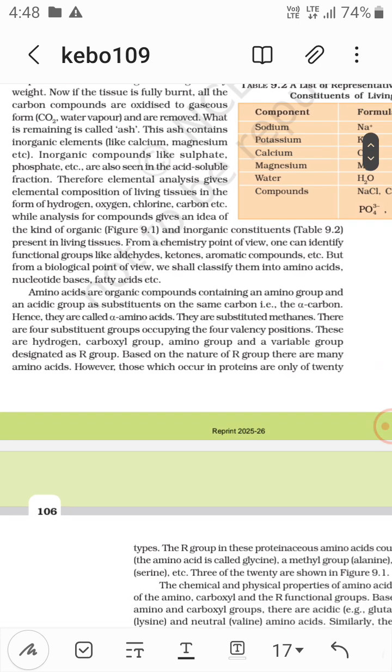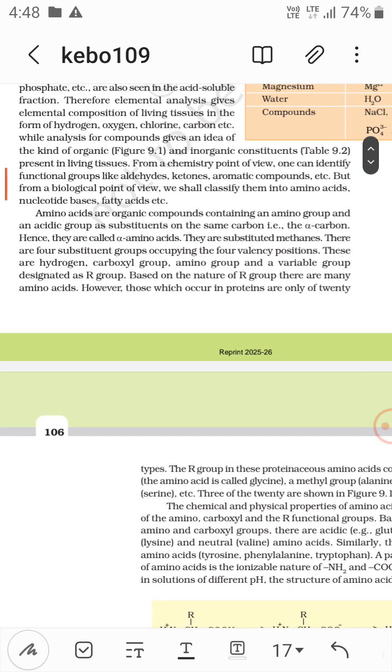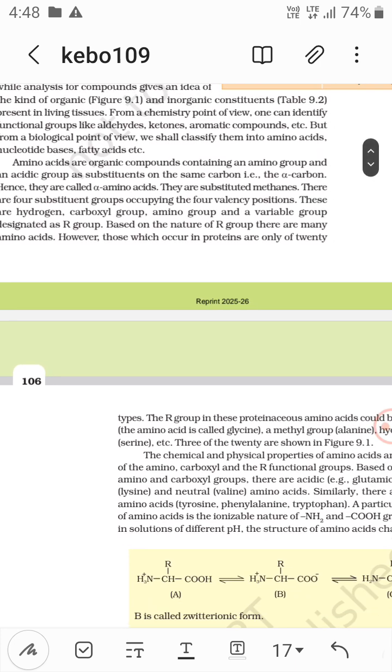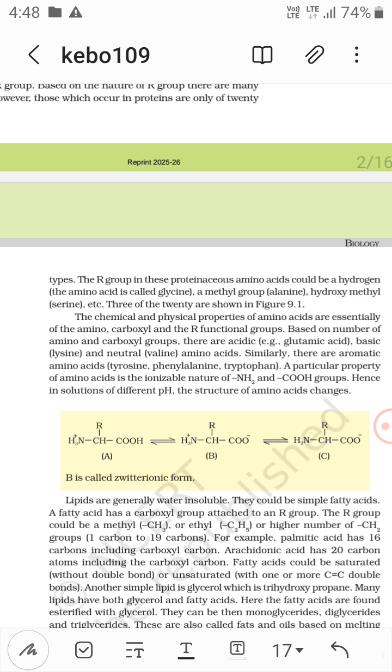Now amino acids, these are organic compounds. These are substituted methanes. They contain hydrogen, a carboxyl group, and an amino group, and a variable group designated as R group. So based on the nature of R group, there are many amino acids, but proteins are only of 20 types. The R group in these proteinaceous amino acids could be hydrogen in case of glycine, and methyl group, that is alanine, and hydroxyl methyl, that is CH2OH, that is serine.